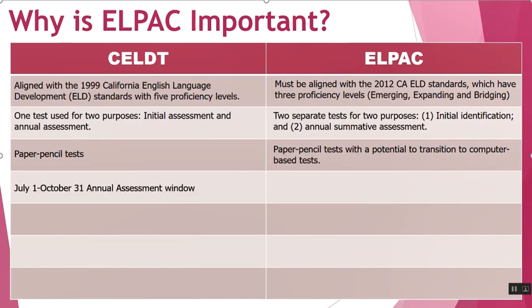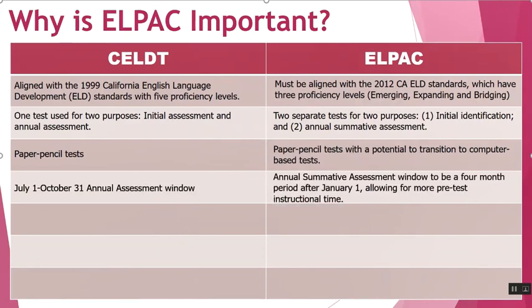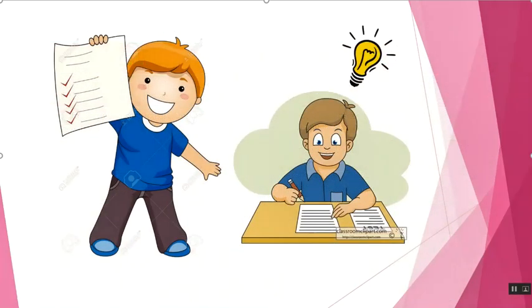Fourth, the CELDT's annual assessment window is from July 1 to October 31. The ELPAC's annual summative assessment window will be a 4-month period after January 1, allowing for more pre-test instructional time. This additional time will help educators and their EL students prepare for the exam.